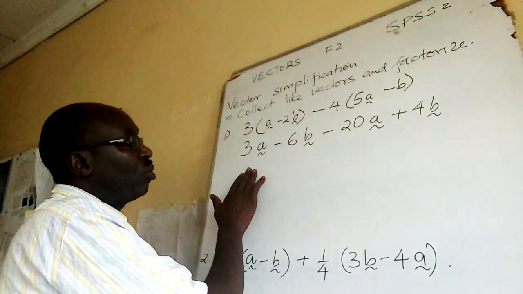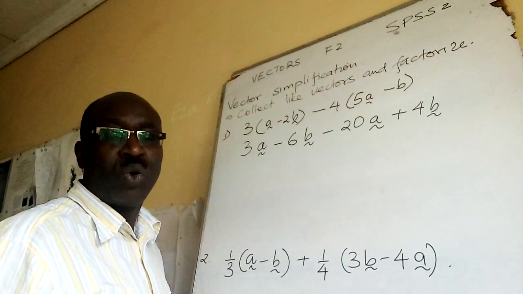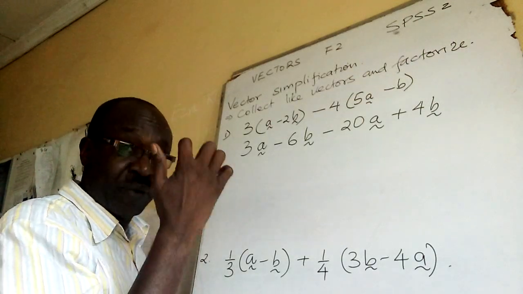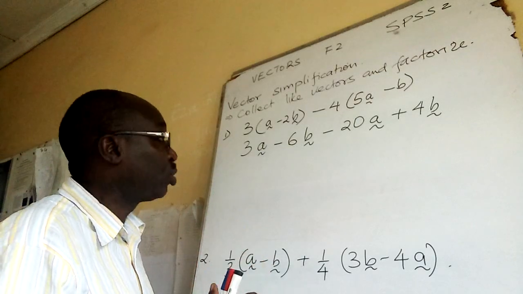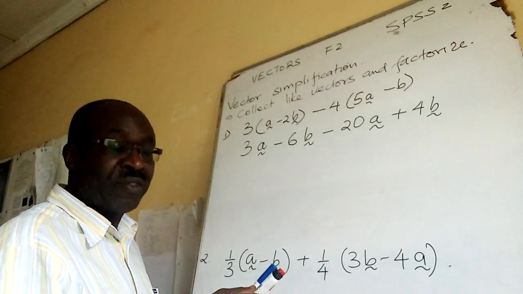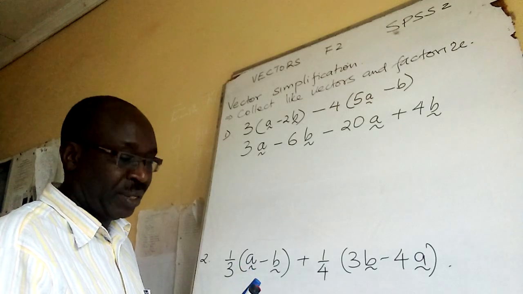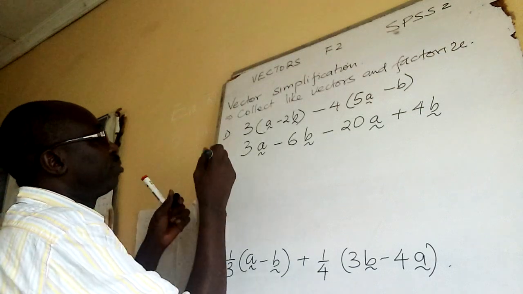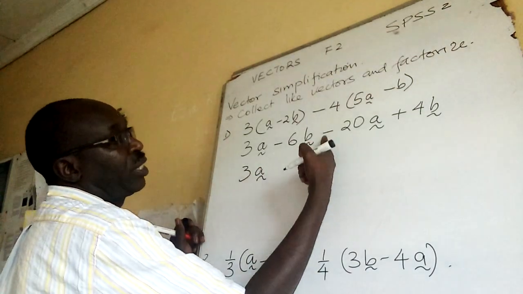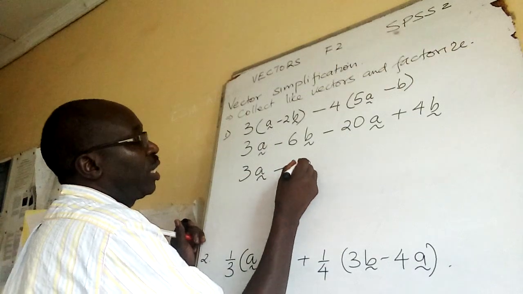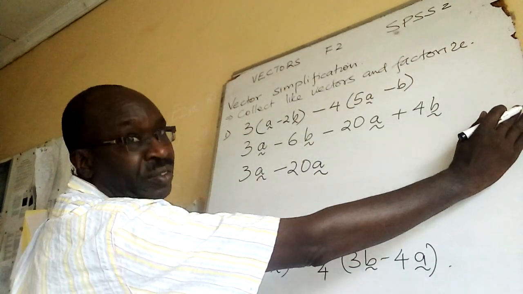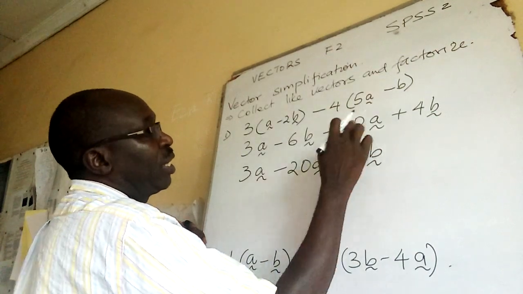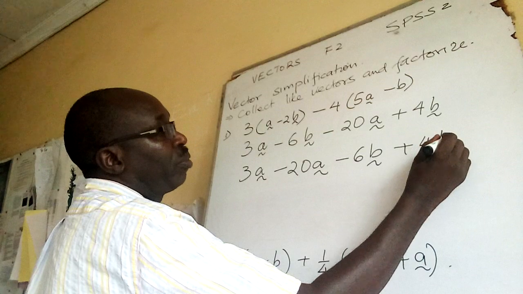Right. Now, out of this, we pull together what is like. We are pulling together what resembles. So we can start with the very first one. This time I write the very first one. So 3a, then this one comes minus 20a. I've finished with vector A. So I move to vector B, minus 6b, and then this plus 4b.